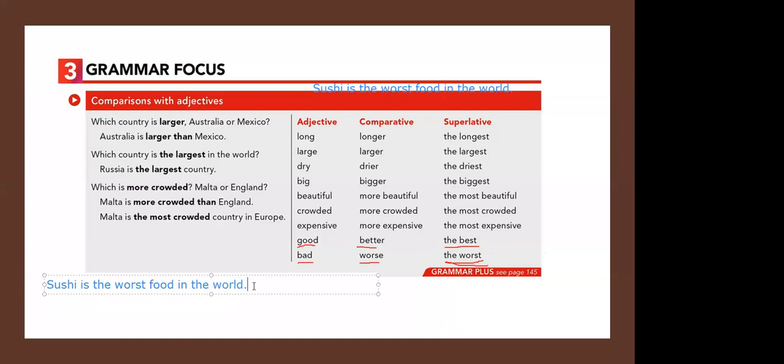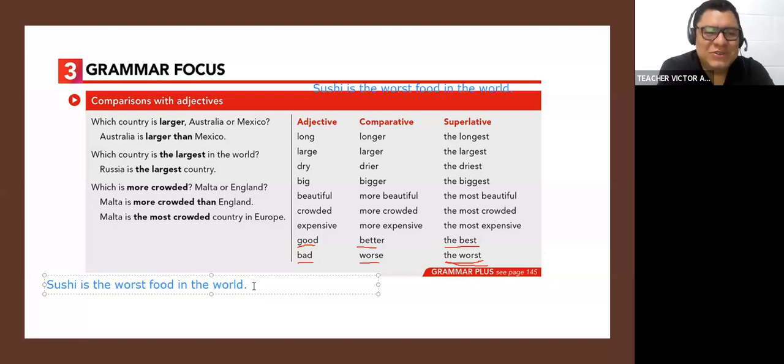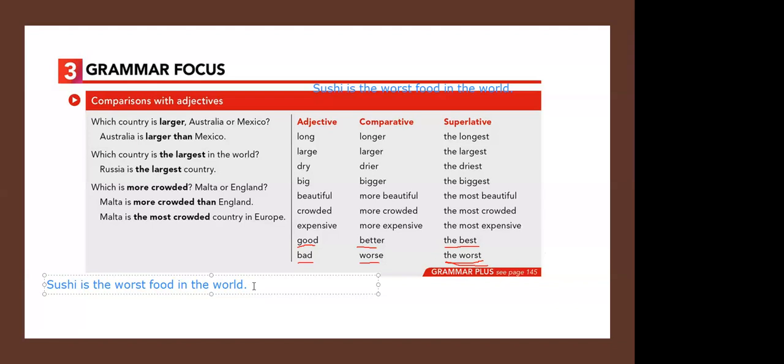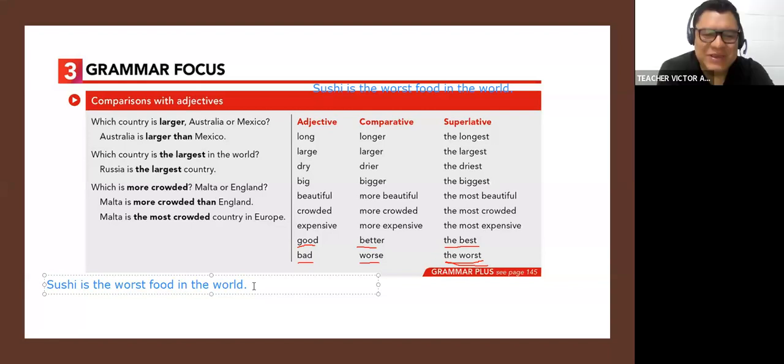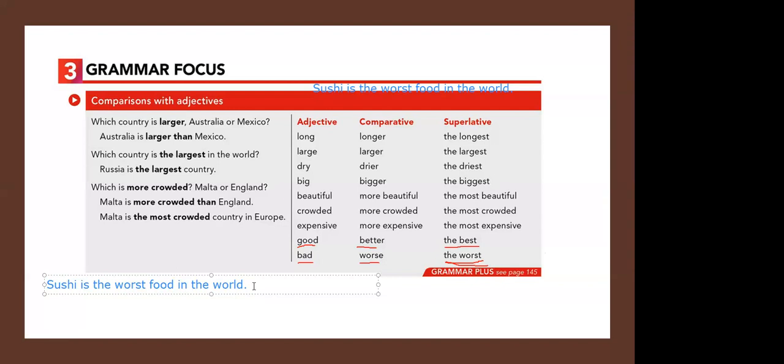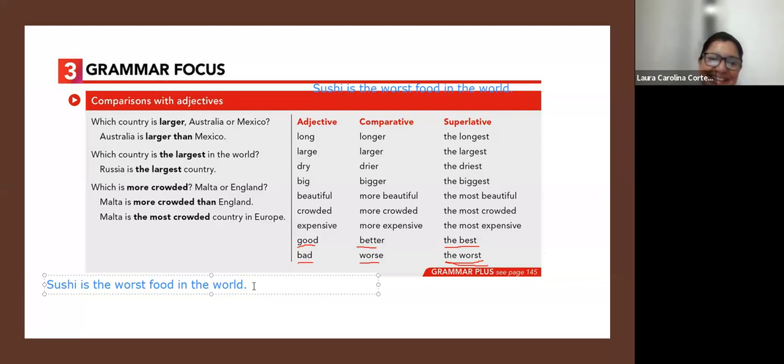Okay, so for Julius, he agrees. What about the rest? Do you agree too that sushi is the worst food in the world? Okay, he still agrees with me. With wasabi, I think sushi is the worst food in the world. And without wasabi? I like it. Okay, you like it. So in that case, it's not the worst. Okay, it depends on the topic. That's a good and valid point.